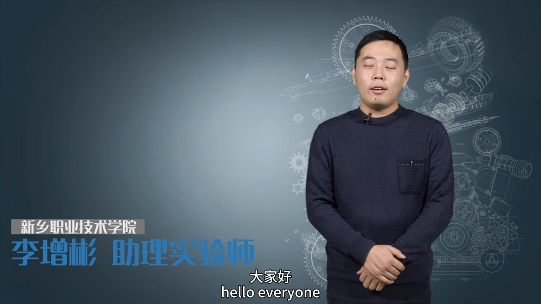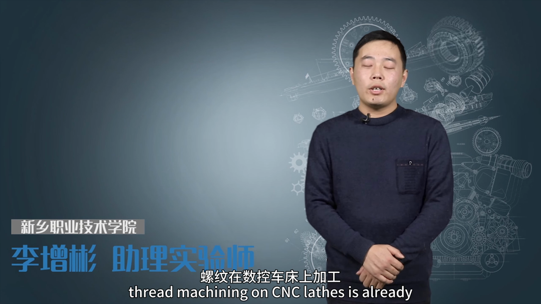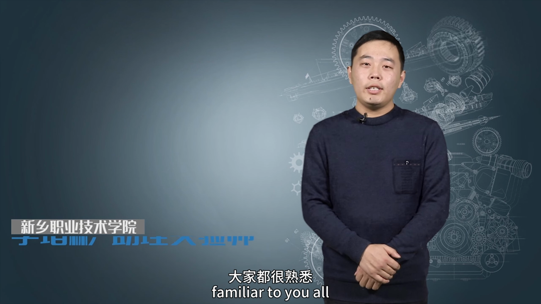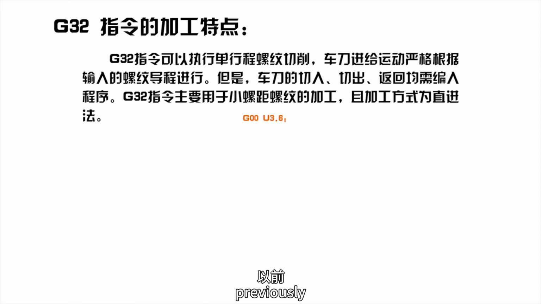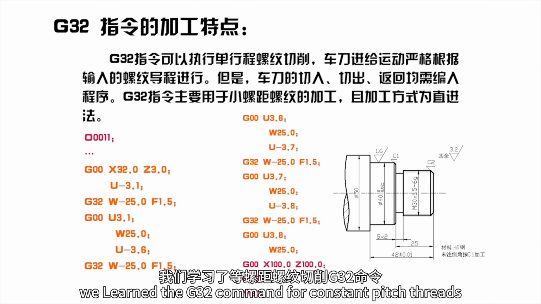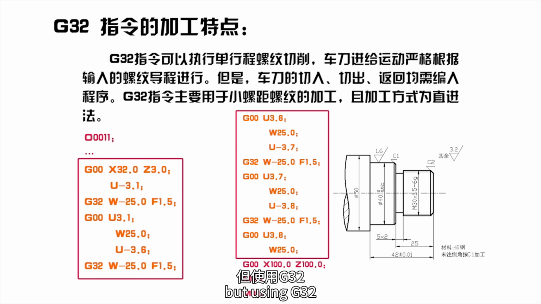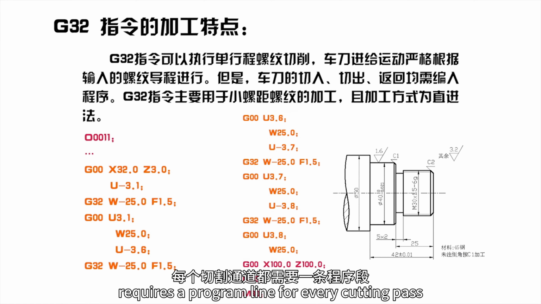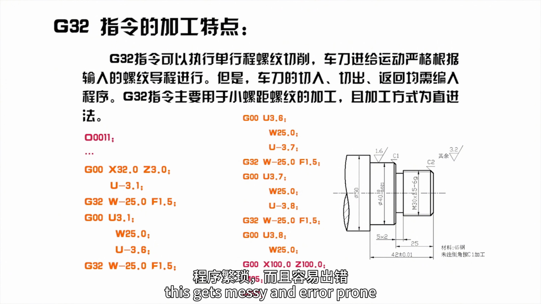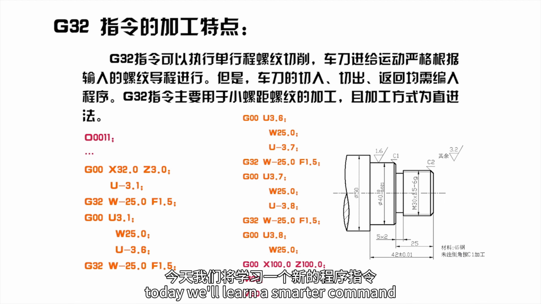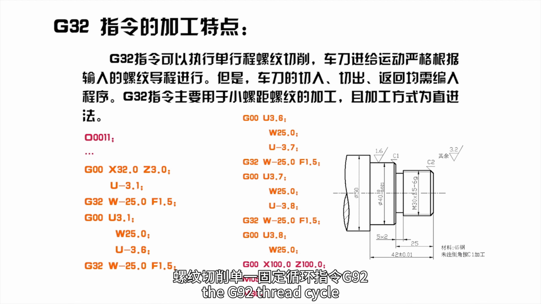Hello, everyone. Thread machining on CNC lathes is already familiar to you all. Previously, we learned the G92 command for constant pitch threads. You probably know how to program basic thread cycles. But using G32 requires a program line for every cutting pass. This gets messy and error-prone. Today we'll learn a smarter command: the G92 thread cycle.